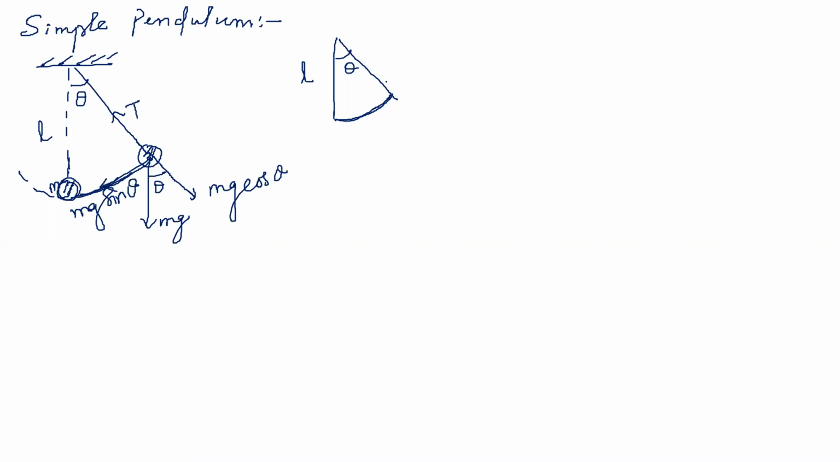So the radial component, what is its magnitude? Mg cos theta. Yes or no? Which is going to balance the tension. Yes or no? The tension is going to be balanced by mg cos theta. And the tangential component is mg sin theta. Yes or no? That is the restoring force acting on the mass m, which takes the body to the equilibrium state. Yes or no? So which force is trying to bring it to the mean position? Mg sin theta.